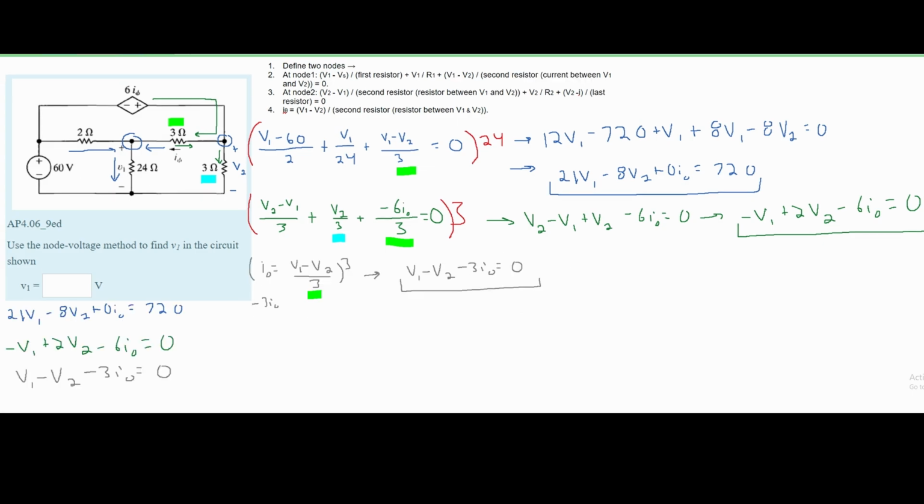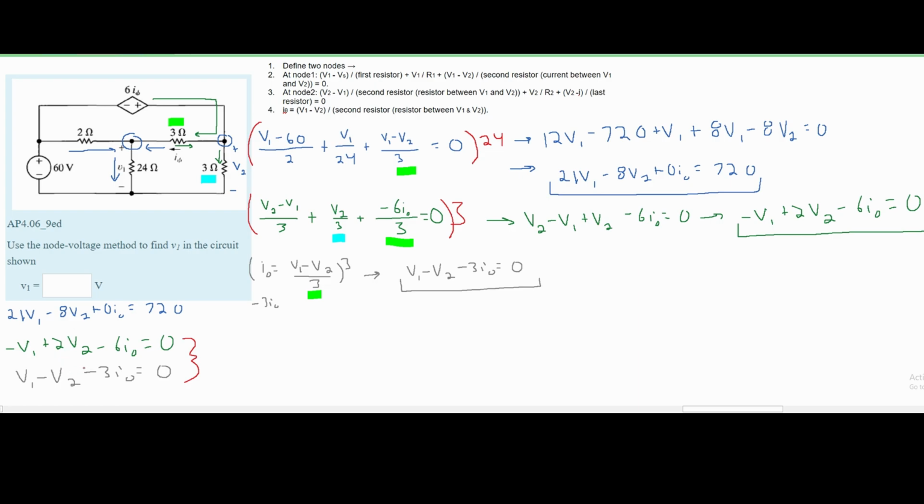From here, if we look at our three equations, our top part has a 21 V1 minus an 8 V2 plus 0 I naught, and that's equal to 72. So that means we really only have a V1 and a V2 in here. Well, if we look at these bottom two, if we can somehow cancel out the I naught, we're just going to be left with a V1 and V2. And if we're just left with a V1 and V2, we can set one of them equal to each other and plug this into our original equation to find V1.